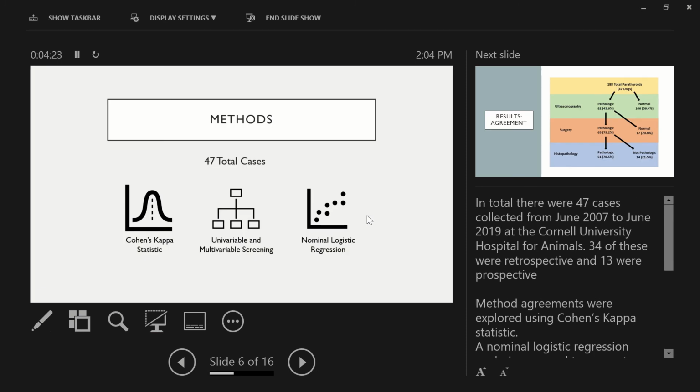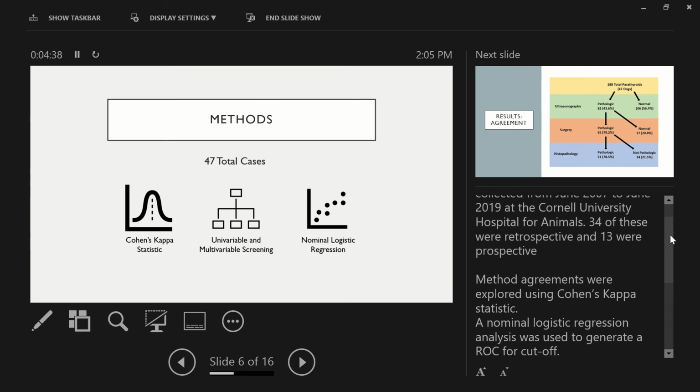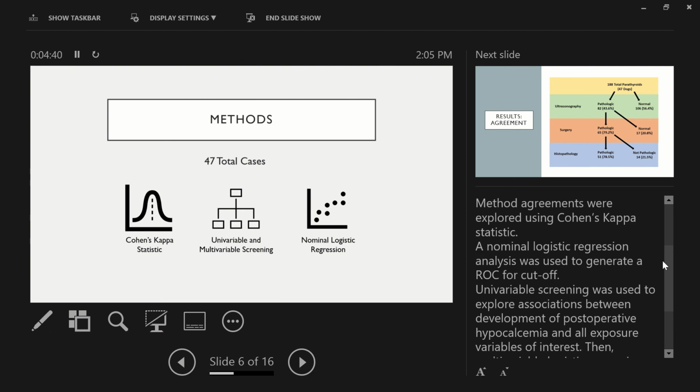So in total, for our methods, we had 47 cases that we collected from the Cornell University Hospital for Animals database from June 2007 to June 2019. 34 of these cases were retrospective and 13 were prospective. We explored method agreements using Cohen's kappa statistic.